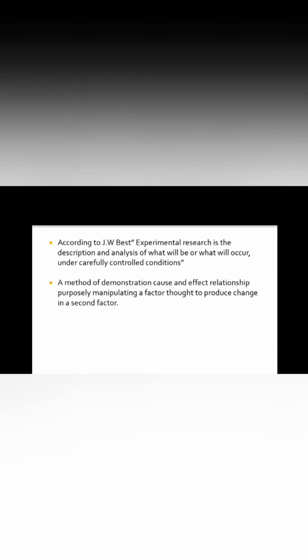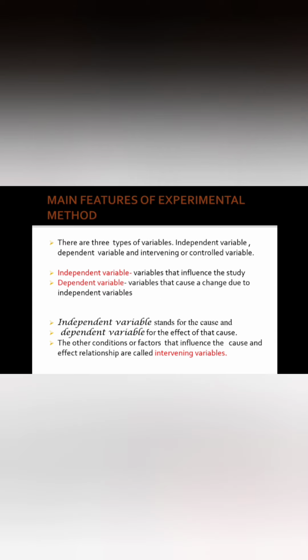According to J.W. Best, experimental research is the description and analysis of what will be or what will occur under carefully controlled conditions. A method of demonstrating cause and effect relationship, purposefully manipulating a factor thought to produce a change in a second factor. These are some of the definitions of experimental method.